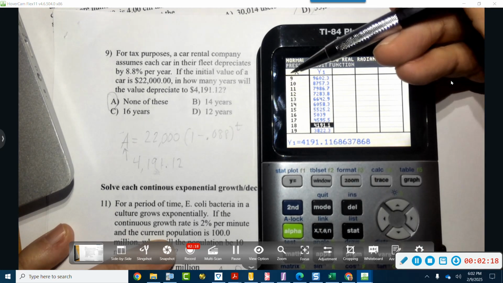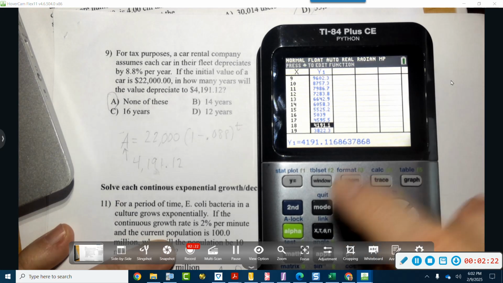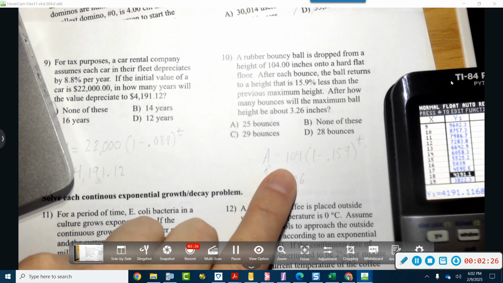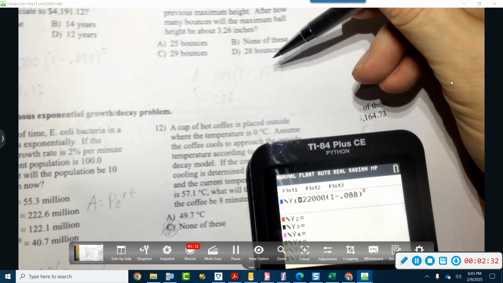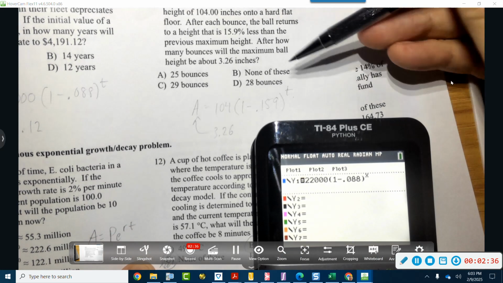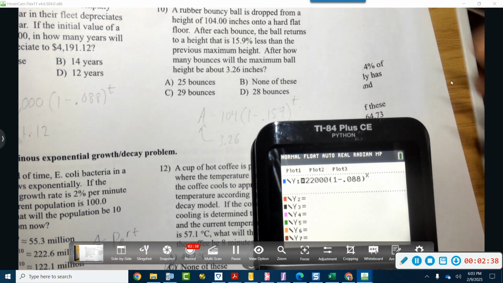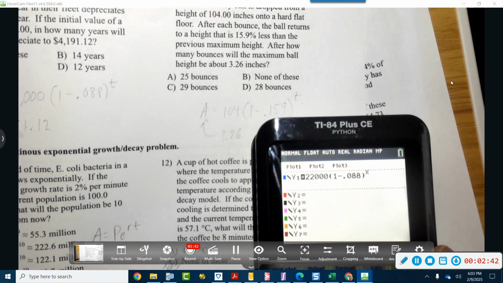Now, again, the calculator is figuring out how much it's going to be after each year, and we can get finer and finer if we need to. Okay, this guy's the same thing. Go to y equals, and we're looking for time. For us, that's how many bounces. In this case, it is actually bounces. Most of the time, it's time. But we want to know each bounce it loses almost 16%.